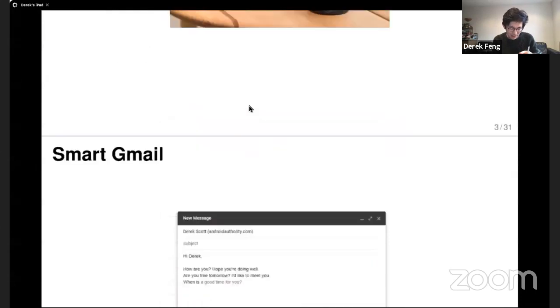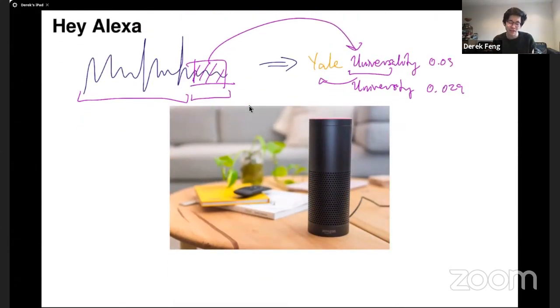But as I said, you also use language models in any case where you're trying to interpret something into text. You can also use a language model there. Questions? Does that make sense?